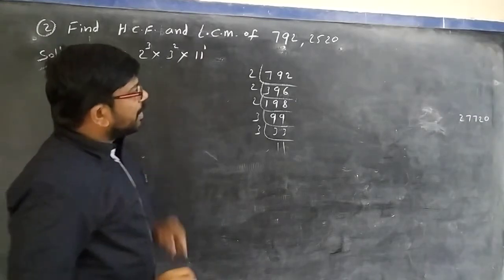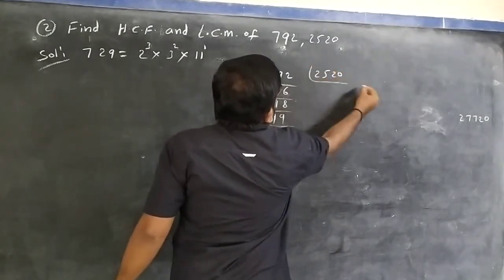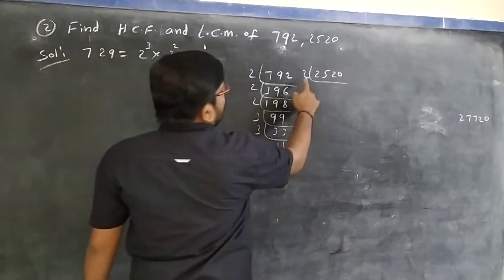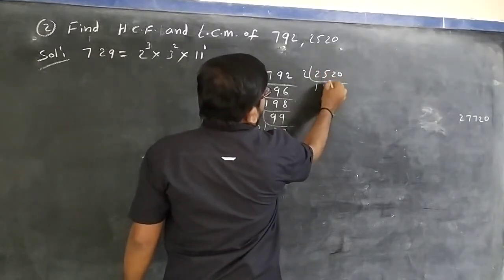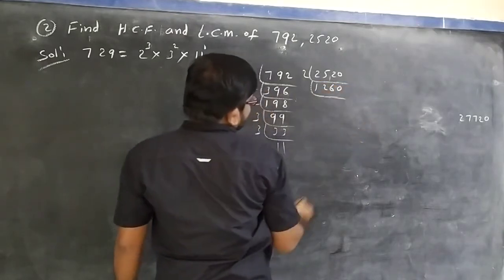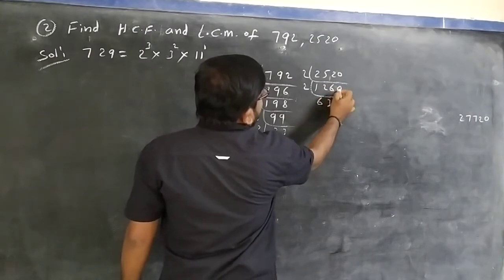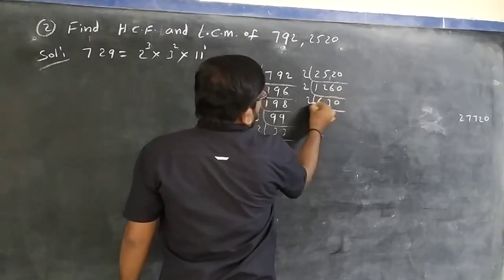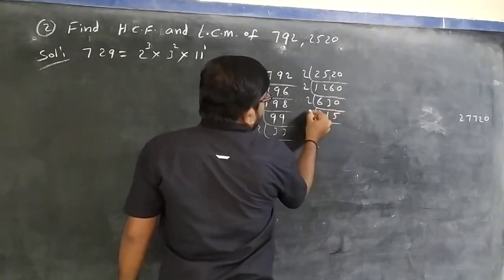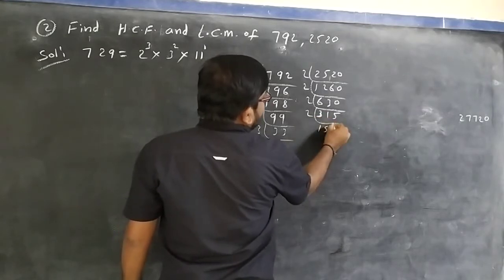Next, go for the next number, 2520. Divide with 2, it is an even number. The first prime number is 2. 2 ones are 2, 2 twos are 4, 2 sixes are 12, giving 1260. Again, 2 sixes are 12, giving 630. Again 2 threes are 6, giving 315.